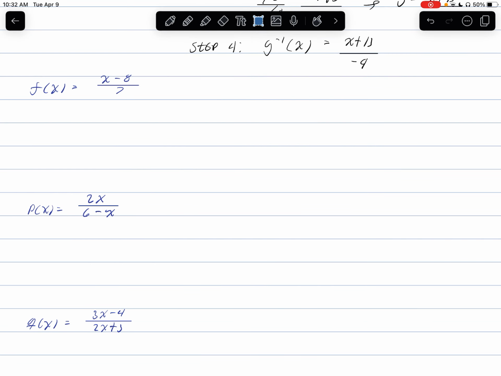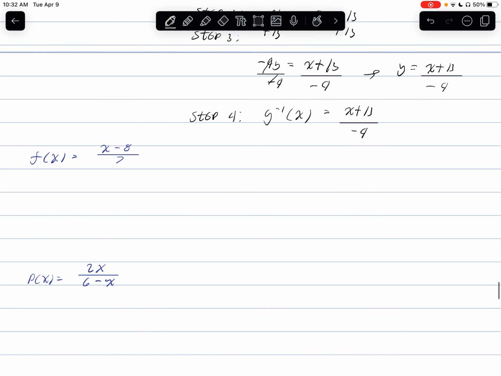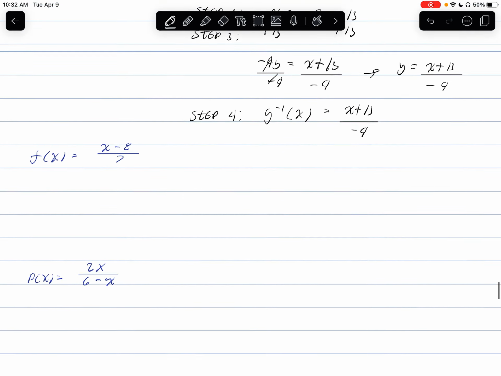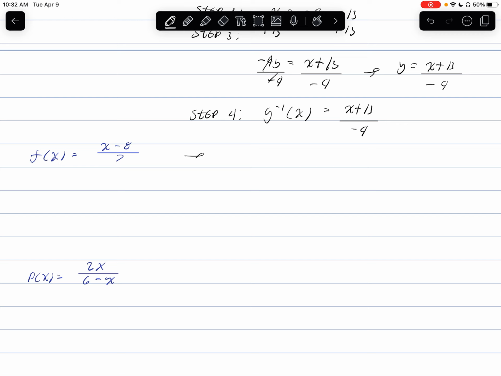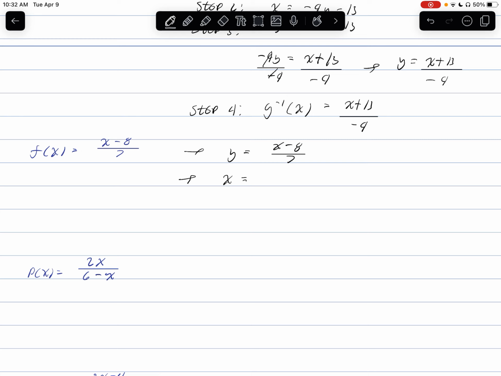Okay, now let's check this one. We have f of x is equal to x minus 8 over 7. So step one, we're going to replace f of x with y. That's going to give us y equals x minus 8 over 7. We're going to switch them. So then we have x is equal to y minus 8 over 7.